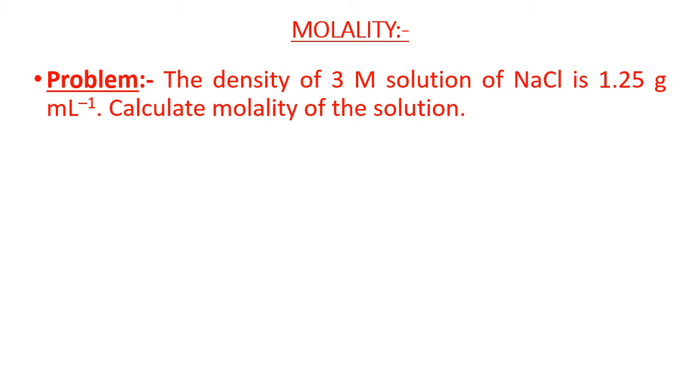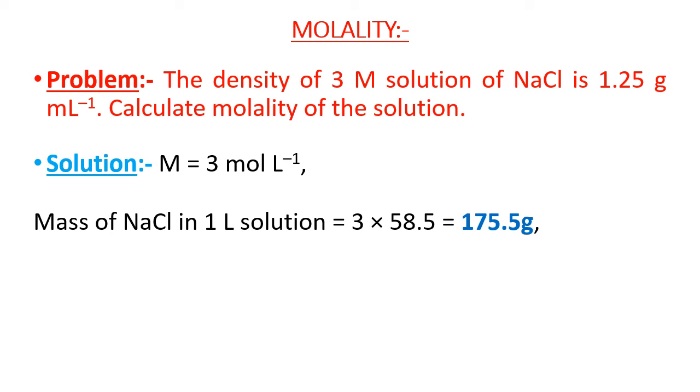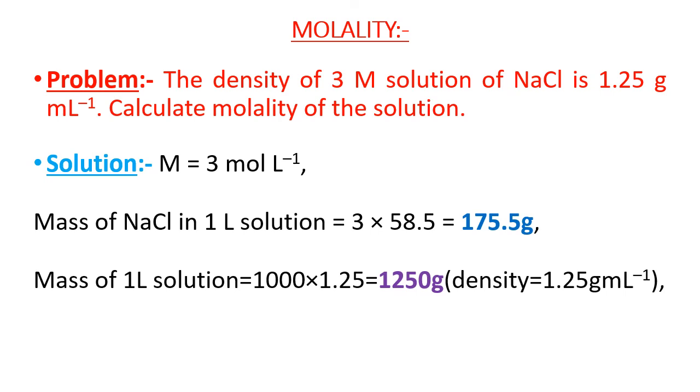Let us take problem on molality. The density of 3 molar solution of NaCl is 1.25 gram per liter. Calculate molality of the solution. Molarity is 3. Mass of NaCl in 1 liter solution is 3 into 58.5, which is equal to 175.5 gram. Mass of 1 liter solution is equal to 1000 into 1.25 gram, which is equal to 1250 gram, because density is 1.25 gram per liter.